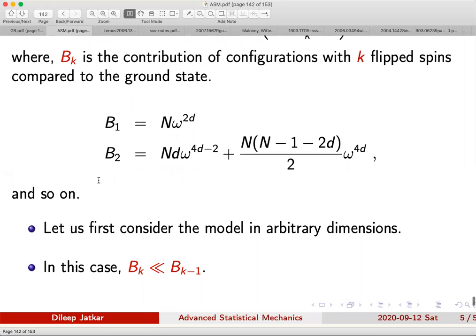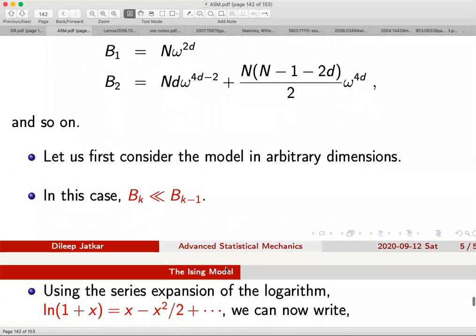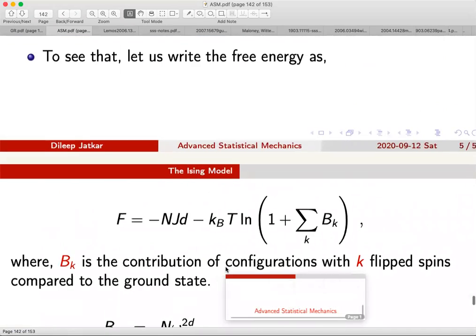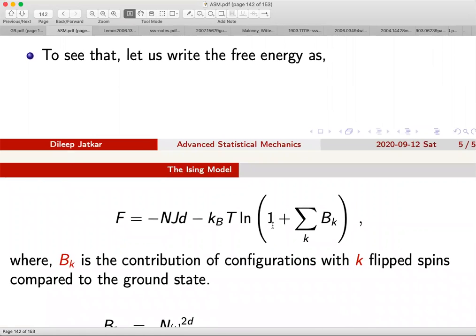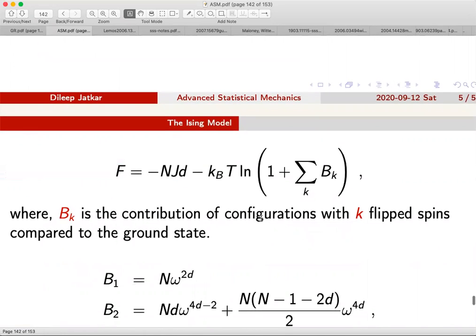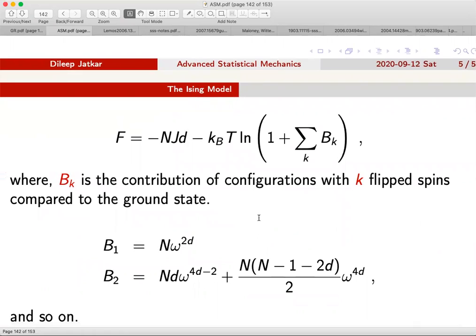So clearly, if you go sufficiently high, if the growth is like this, the term bk is going to be much smaller than bk minus 1. So what we could do is the following. This term is of course B0. So you could say that B1 is smaller than B0, B2 is smaller than B1, much smaller than this thing. Everybody is exponentially subleading. So we could treat log as 1 plus some small quantity and just expand it.